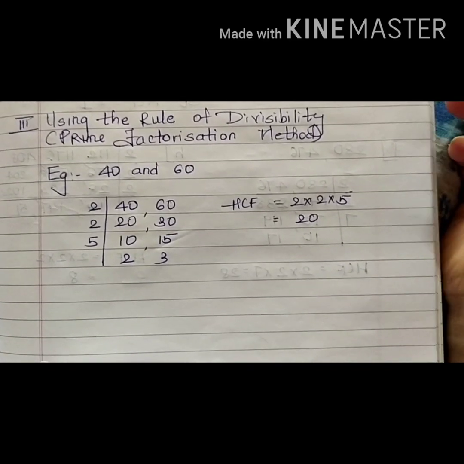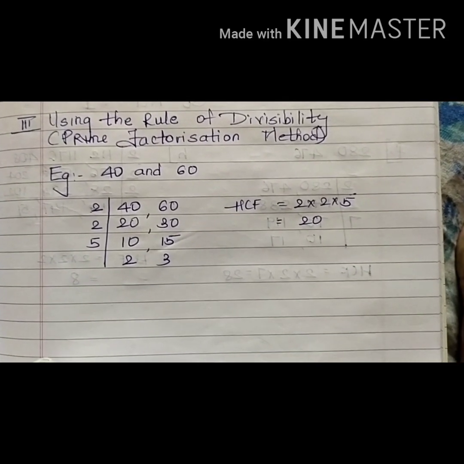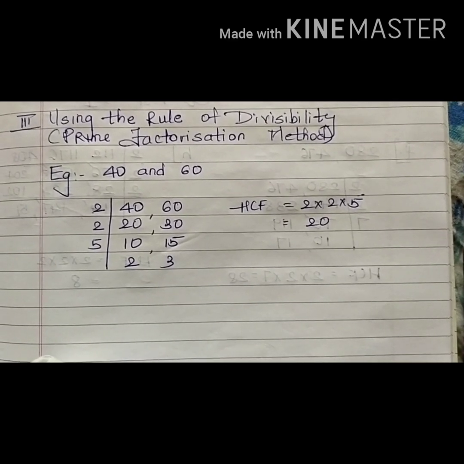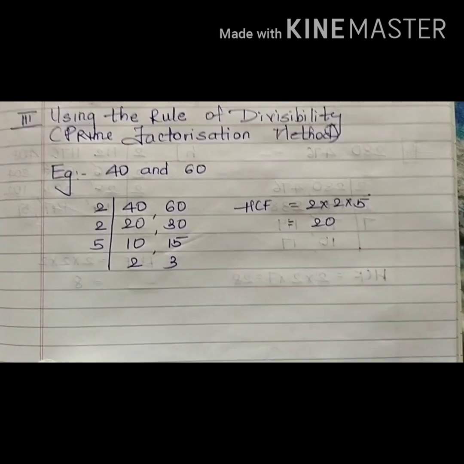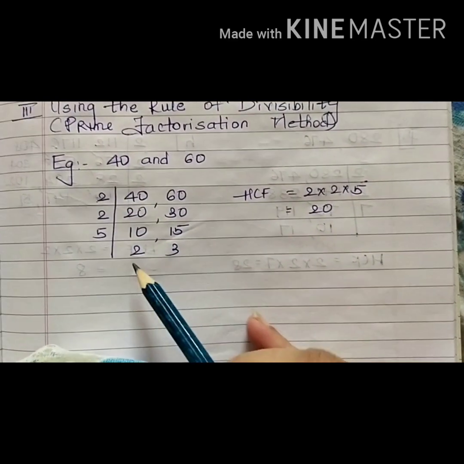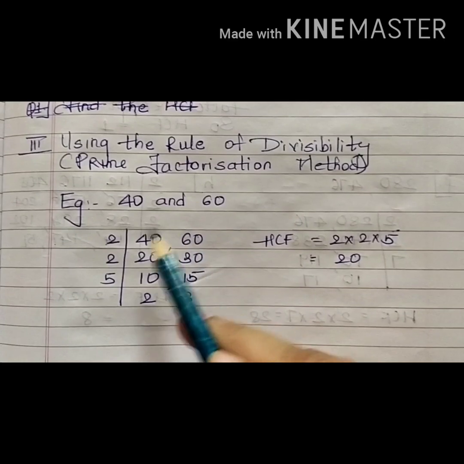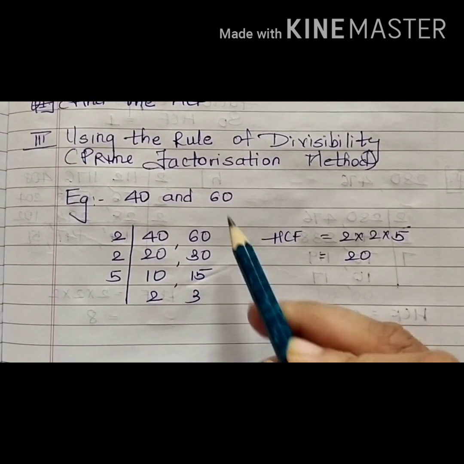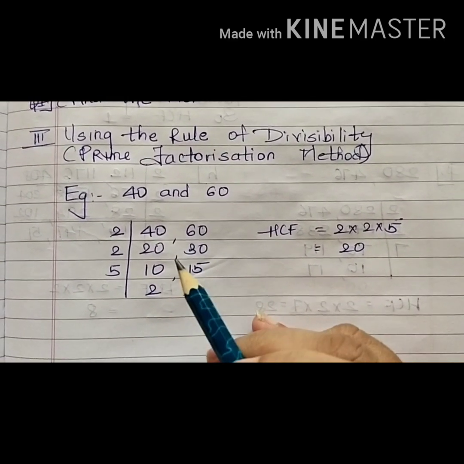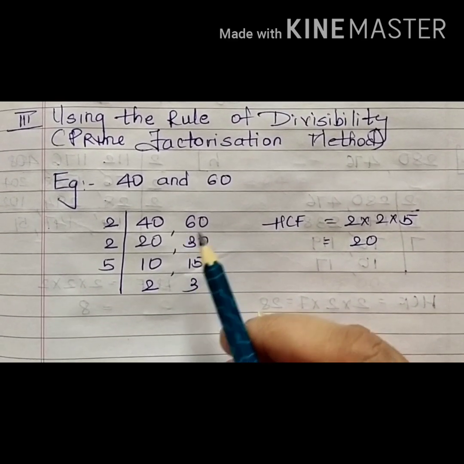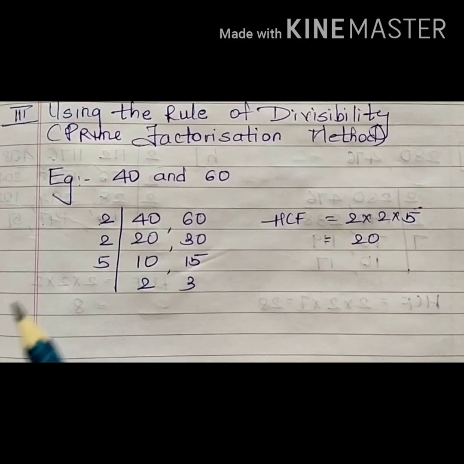Alright children, now we will learn the next new method, that is finding HCF by prime factorization method or using the rule of divisibility. Now children, if you see this kind of thing, I feel you may remember that we have done this kind of calculative thing in LCM. Yes, you are exactly right. But we are going to use the same method but in a different way. I will tell you how.